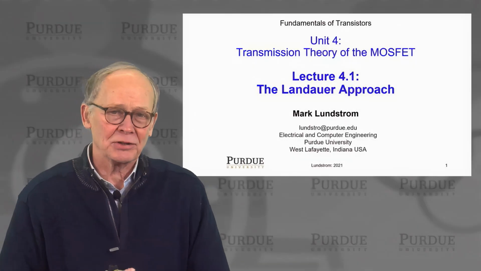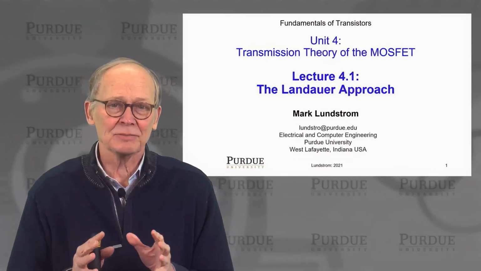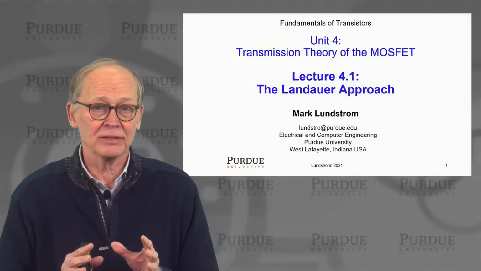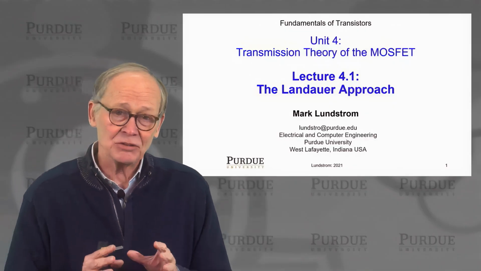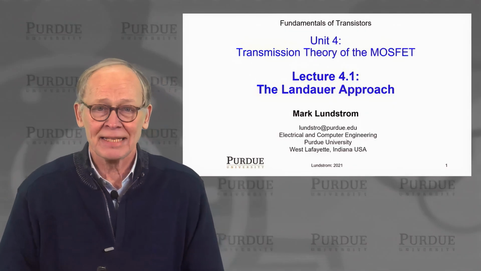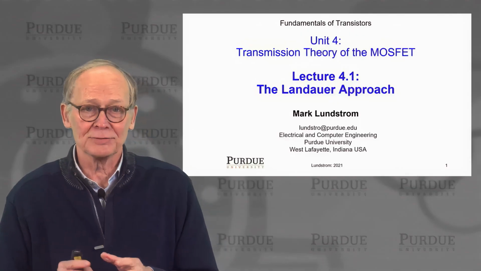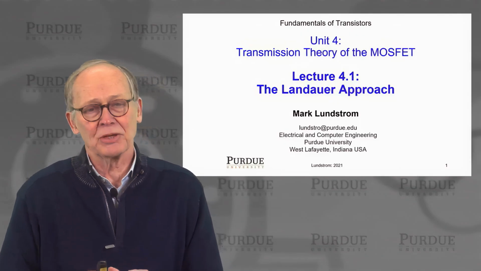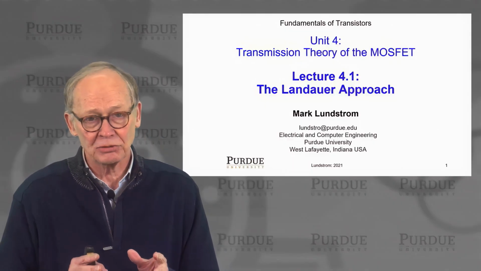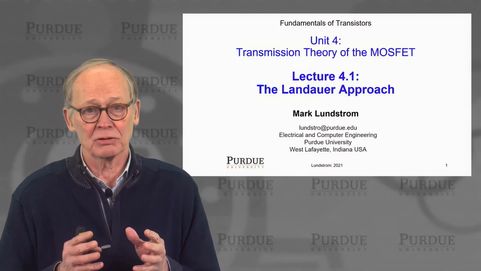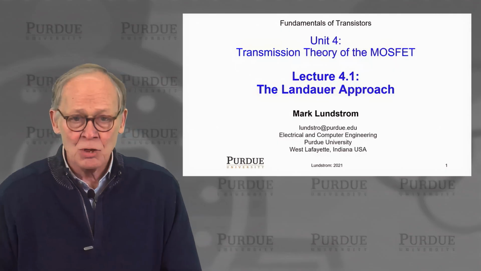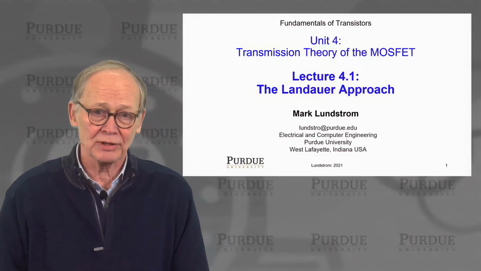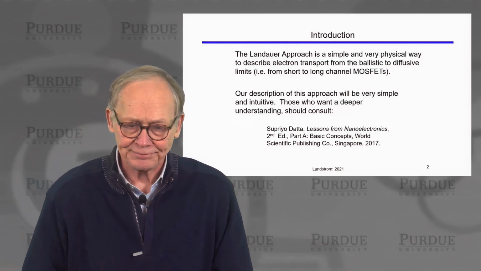Well, we've come to the heart of the course. In this unit, we will be talking about a theory of the modern nanoscale MOSFET. In the last unit, we talked about charge, and current is charge that flows. In this unit, we'll talk about how that charge flows through a MOSFET under small drain-to-source bias and under large drain-to-source bias. We're going to use a particular approach to charge transport called the Landauer approach.